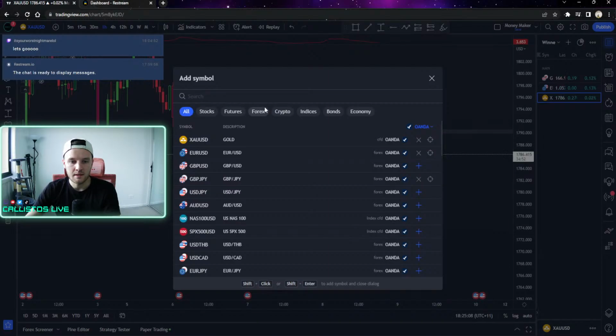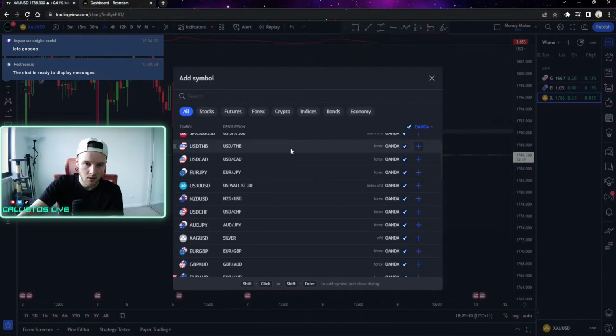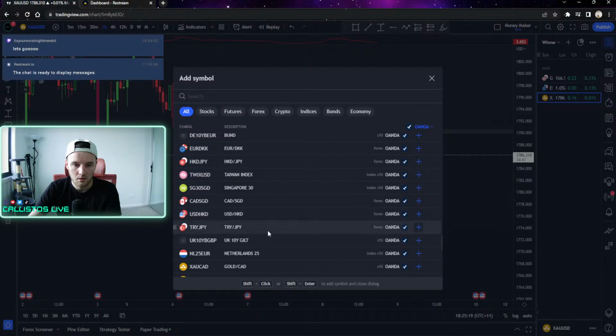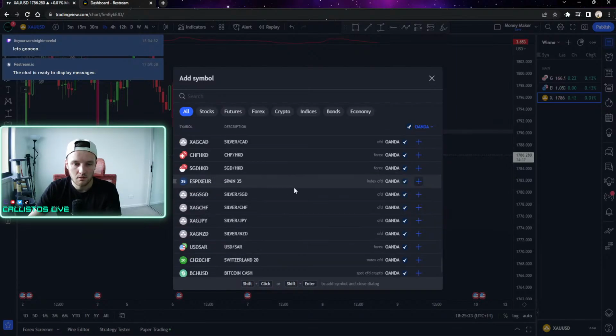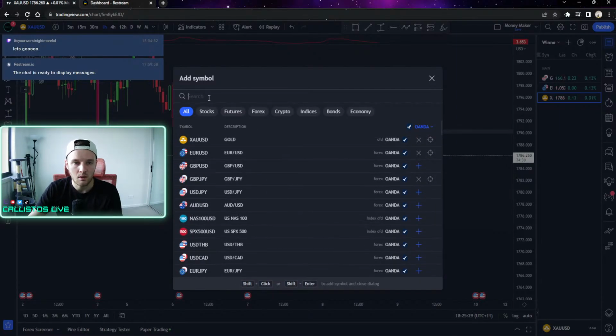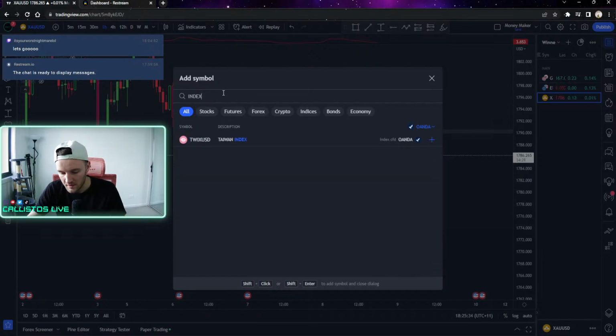Where's my indices? Where's my dollar index gone? Taiwan index. What the hell? Do we have a Taiwan index and not a dollar index, or what? Taiwan index, okay. No dollar index on here. Interesting.